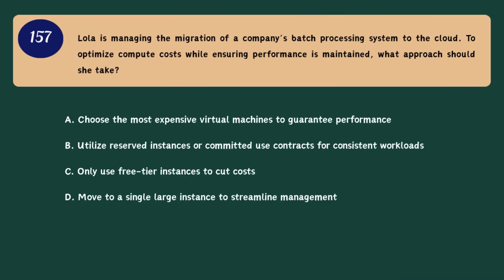Question 157. Lola is managing the migration of a company's batch processing system to the cloud. To optimize compute costs while ensuring performance is maintained, what approach should she take? A. Choose the most expensive virtual machines to guarantee performance. B. Utilize reserved instances or committed use contracts for consistent workloads. C. Only use free-tier instances to cut costs. D. Move to a single large instance to streamline management.